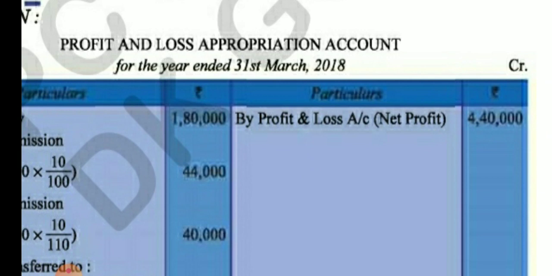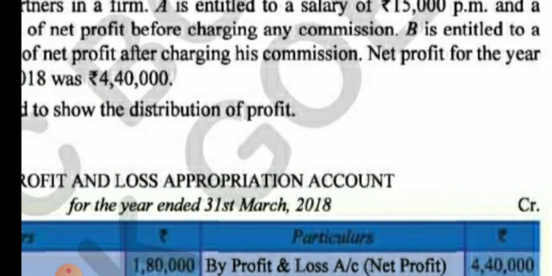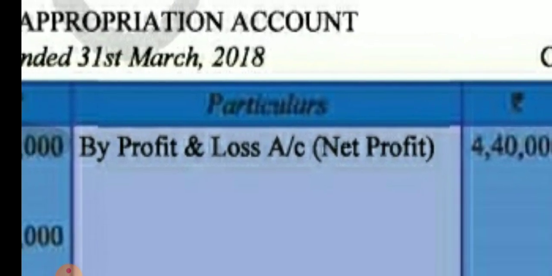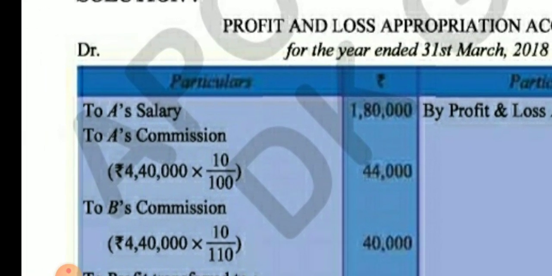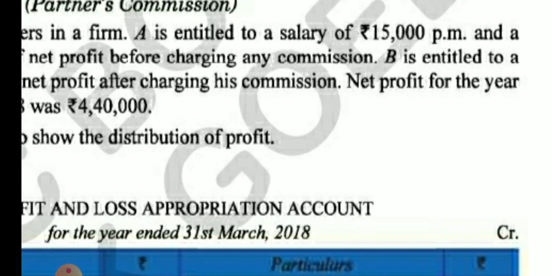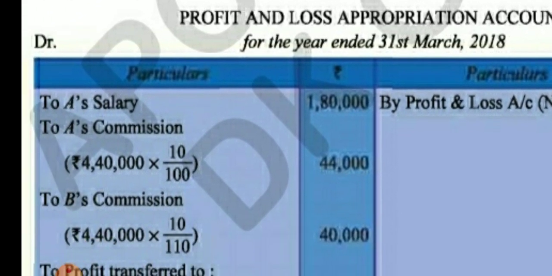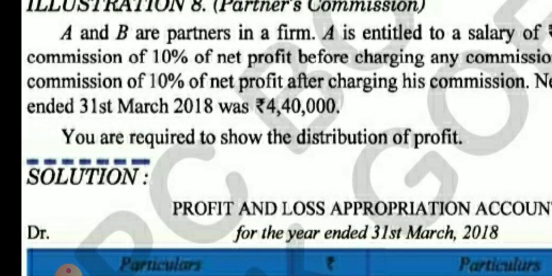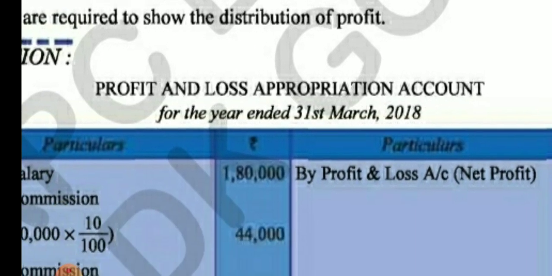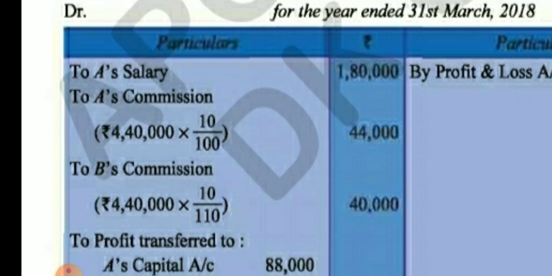Just put here in the P&L appropriation account profit 4,40,000. Then salary of A 1,80,000, also given in the question, 15,000 per month into 12, 1,80,000. Then we calculate the commission of A before charging any commission. So directly 4,40,000 at 10% is 44,000.